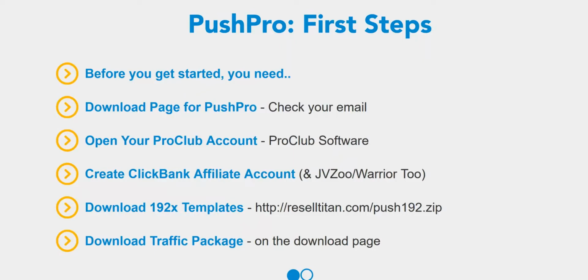And you'll also need a Pro Club account because both Push Pro and Instant Push pages are hosted on Pro Club. So please check your email for your username to access Push Pro via Pro Club. You'll also want to have a ClickBank affiliate account, which is free to set up. Simply search ClickBank affiliate account or create ClickBank account.